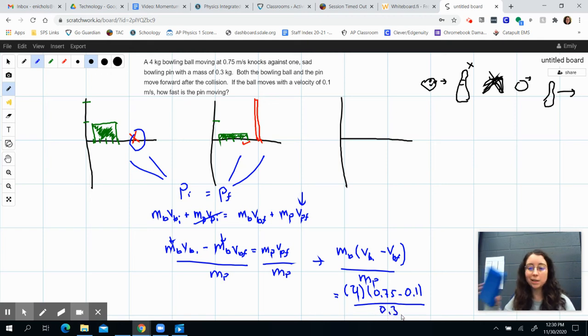So I'm going to get out my handy dandy calculator and do 4 times 0.75 minus 0.1. And then we'll divide all that by 0.3. And we're going to get 8.666 repeating. We'll say approximately 8.67 meters per second.